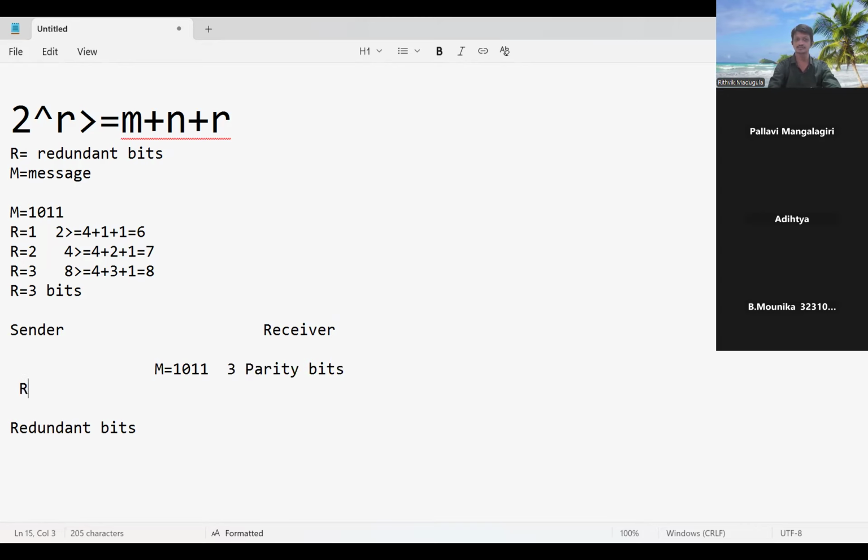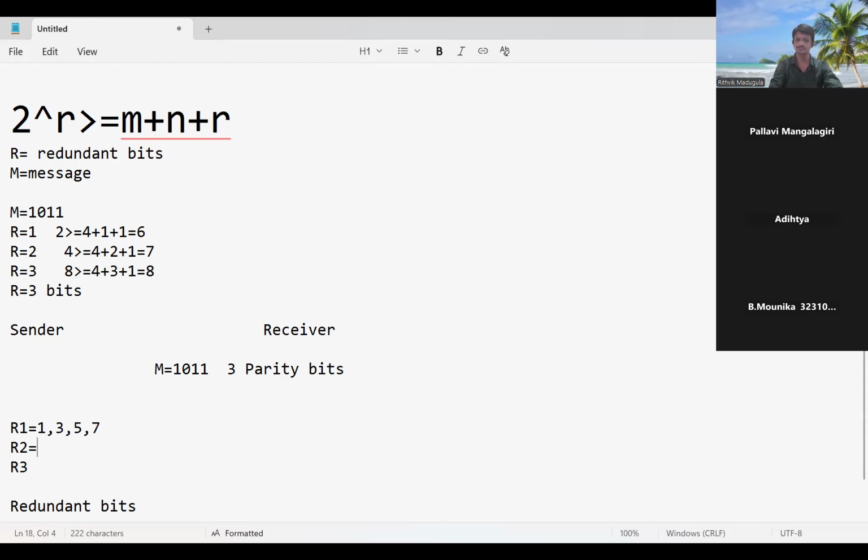Let us consider the bits as R1, R2, and R3. Now what values do I need to take for R1? I need to take the positions which follow powers of 2: 2 power 0, 2 power 1, 2 power 2, and so on. For R1, what are the positions? 1, 3, 5, 7, etc.